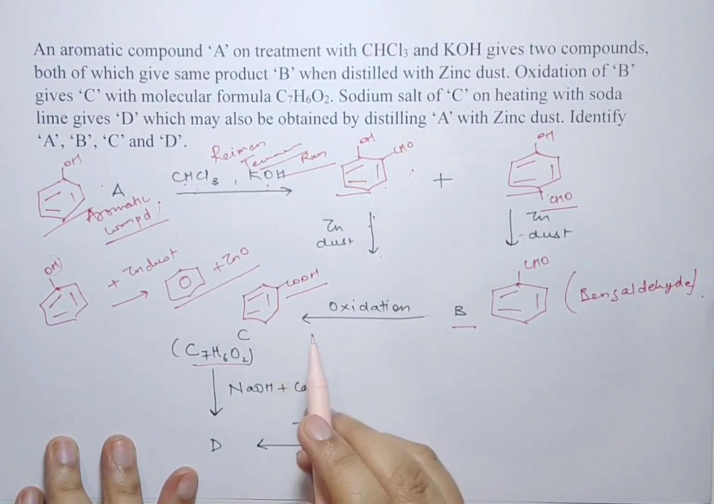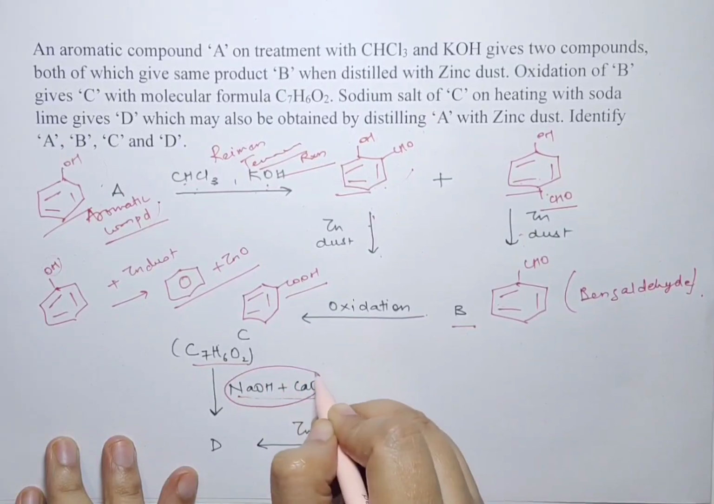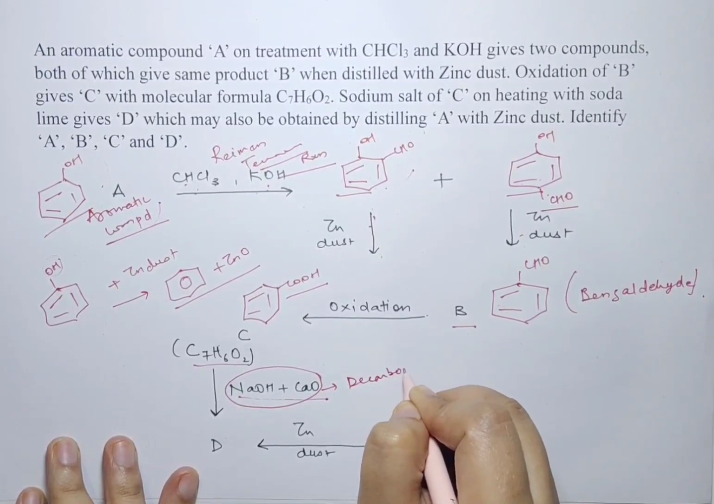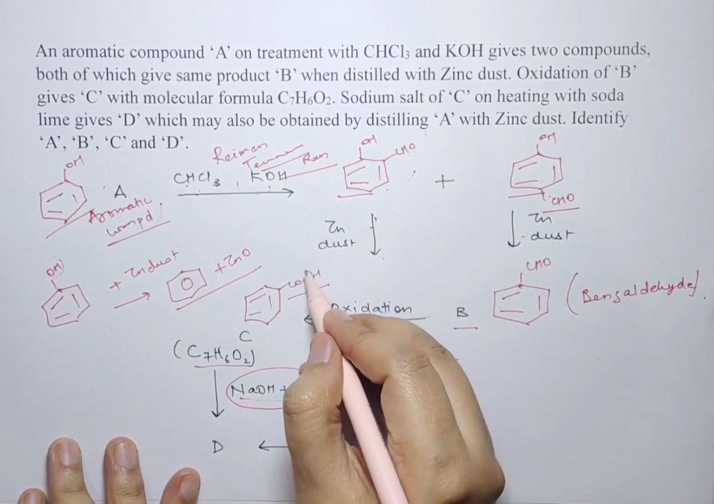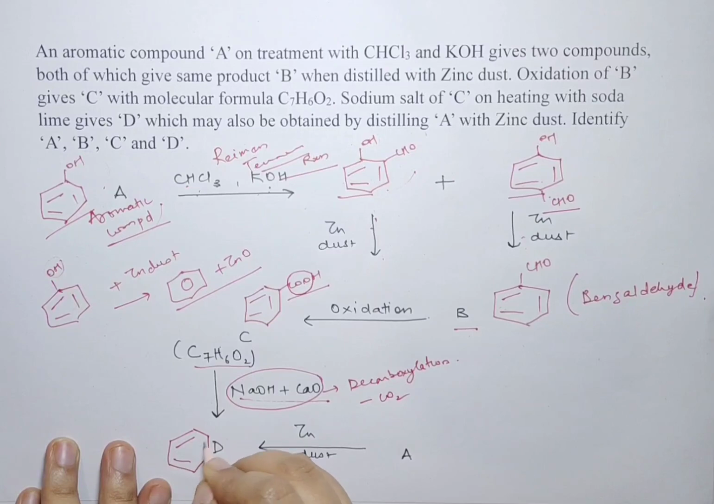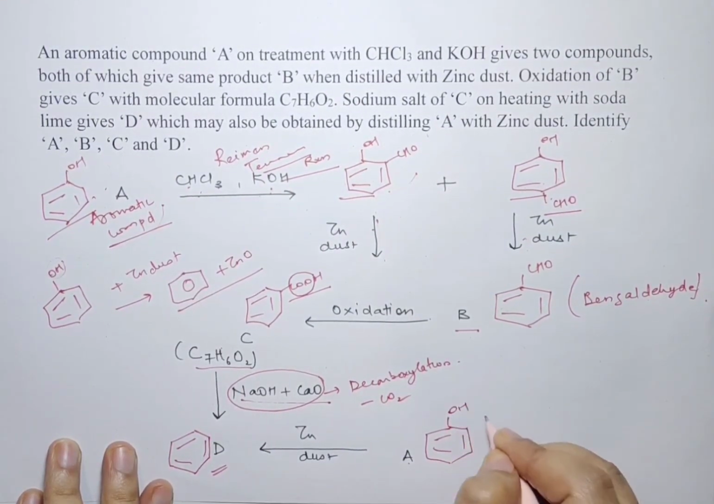Now benzoic acid upon reaction with soda lime gives you what? This soda lime is a special reagent that is meant for decarboxylation, meaning removal of carbon dioxide. So if you remove carbon dioxide from it, you get only benzene. Right? So your D is benzene, which you also get if you treat A with zinc dust. Your A was phenol. So phenol, if you treat with zinc dust, you get benzene. So sorted.